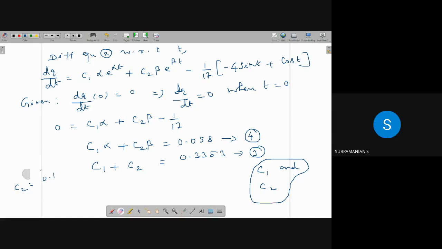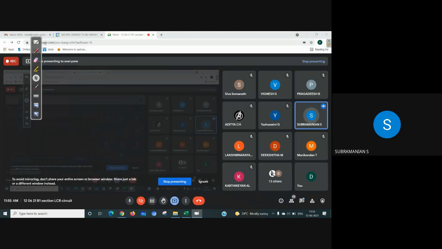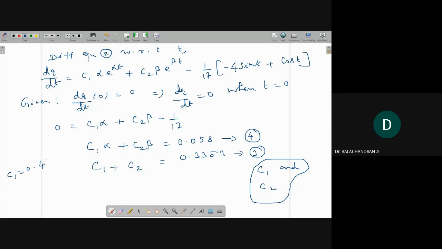Sir, I got C1 0.4635. C2 minus 0.128. Okay. Just I will check the second equation. Yes, I think it is working correctly. 0.4635 minus 0.128. So I think 0.3355. Okay, it is very near to equation 3. And only thing we should check the first equation also, because alpha and beta value I showed. So I think this is correct.